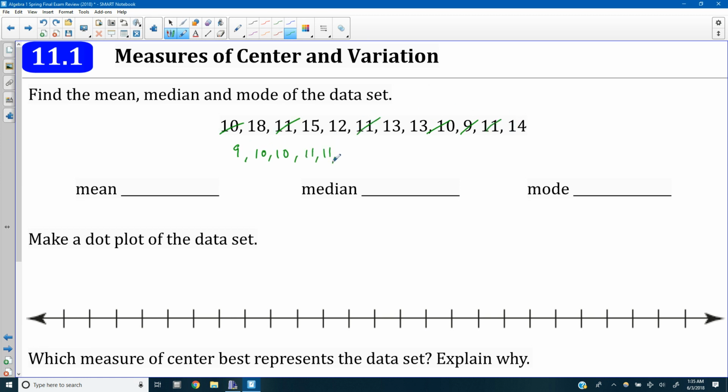11, 11. By the way, I never did this yet. This is your take-home quiz. I haven't done it before, so I'm doing it right now. We'll see how we do. Here's a 12, two 13s, a 14, and an 18. Oh, I see a 15. Two 13s, a 14, a 15, and an 18. Okay, and I've rewrote the list.